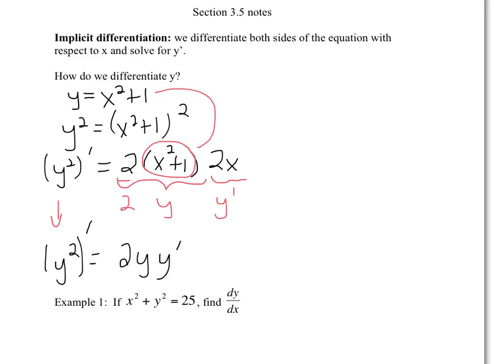So the shortcut here, or implicit differentiation in a nutshell, is: differentiate everything, but every time you differentiate a y, tack on a y prime. And then in the long run, we're just going to solve the equation for y prime.